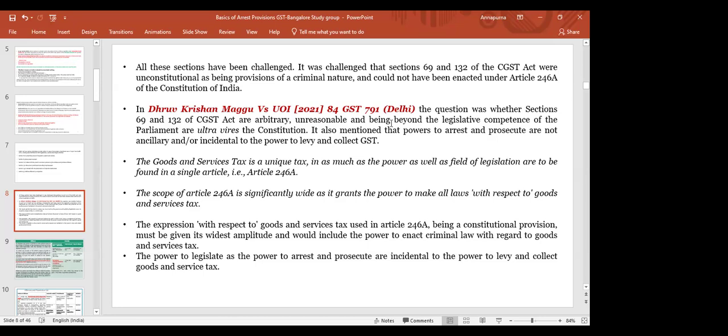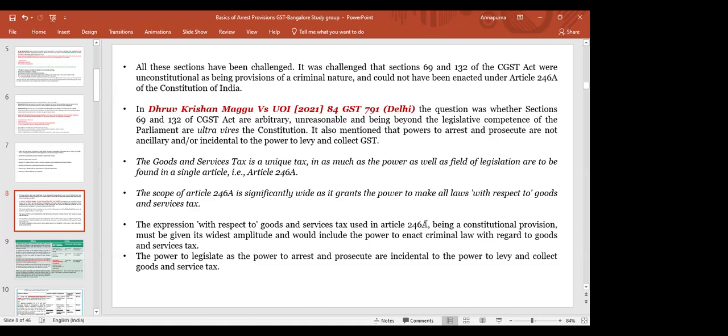So the petitioner was saying that as it is not falling within the purview of Article 246A, it should not be enforced under the GST law. Therefore, it was concluded that it's a unique tax, and all this power as well as the field of legislation is to be found in Article 246A. And it gives all the powers, not only from the machinery provisions, even these administrative provisions, including the power to arrest and other sections.